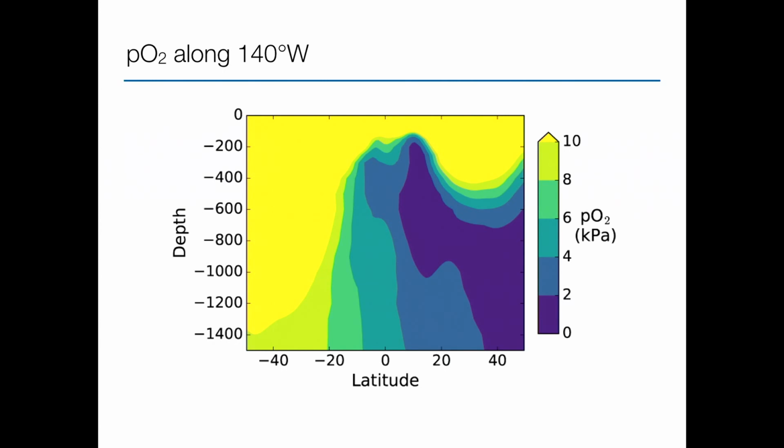Most of the oxygen is either absorbed into the ocean up here at the surface, or it's created as a byproduct of photosynthesis up here in the surface ocean. So that's where the oxygen is coming into the system. That's why it's much higher up there.